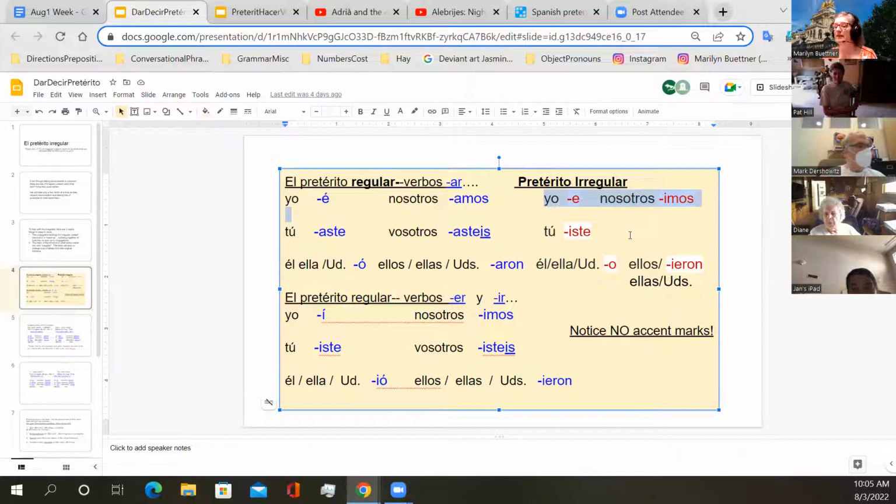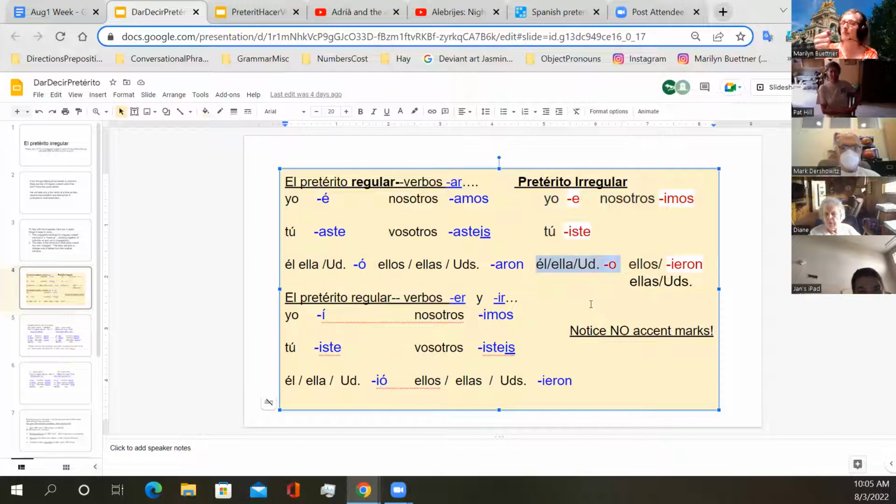Okay, so we're going to get things like the e for yo, but no accent mark, not the é that gets the punch, just an e by itself. We're going to get imos. It's going to take iste for tú, like ER-IR verbs did. It's going to take o, but no accent mark. So it's kind of like the AR regular preterit, but with no accent mark.